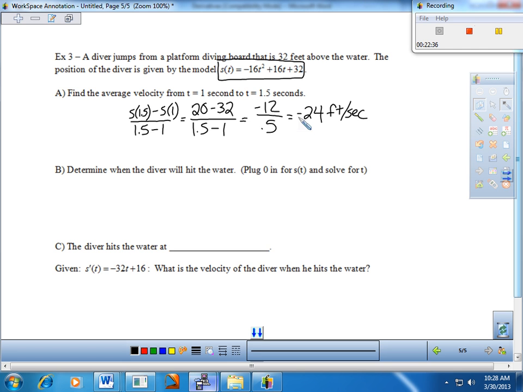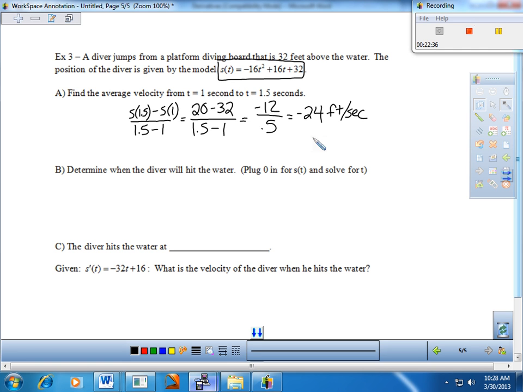Now, does that mean on this particular interval that the diver is constantly traveling 24 feet per second downward? No. All this says is on average, that's the velocity of the diver. So it doesn't mean all the way through that time interval, he or she is traveling this particular velocity. It just means on average from here to here, he or she is traveling 24 feet per second down. Okay, that's average rate of change. Nice, good measurement. I like it.